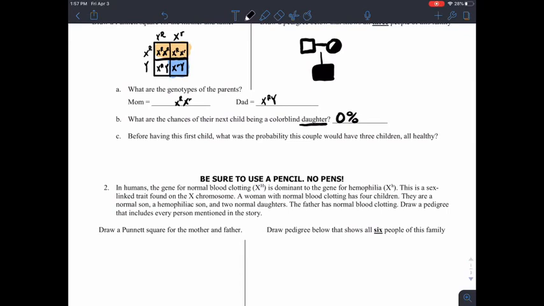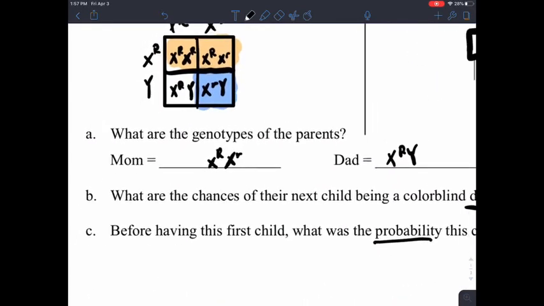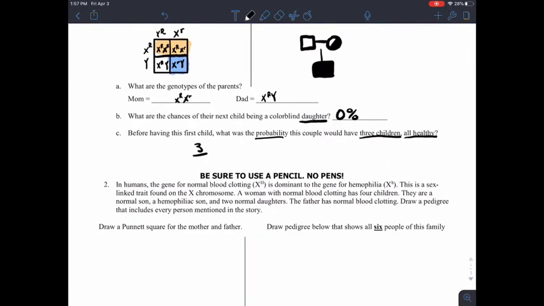Before having this first child, what was the probability this couple would have three children, all healthy? So if we took this Punnett square and did it three times, the children would be healthy three out of four times. This is because, although they're a carrier, they'd still be healthy. So we do 3 over 4, times 3 over 4, times 3 over 4, which would equal 27 over 64. So they would have a 27 over 64 chance that their children would be healthy. Or, if you wanted to simplify it, 42%, although it just asks for probability, so that does not really matter.